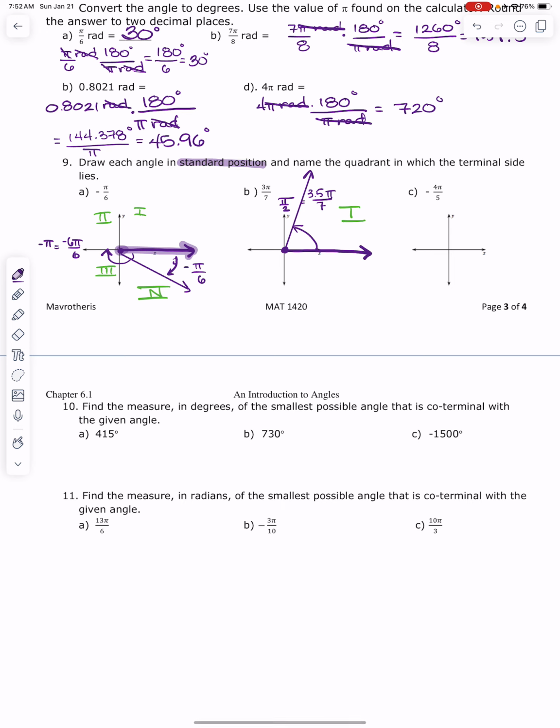Last one, negative 4 pi over 5. Here is my initial side. I know that I'm going in the negative direction, and I'm not going all the way to the negative side of the axis. That would be negative 1 pi or negative 5 pi over 5. So I'm going to stop short of that. Again, I'm eyeballing what 1 pi over 5 looks like. Here's my negative 4 pi over 5. And we end up in quadrant 3 with that terminal side.